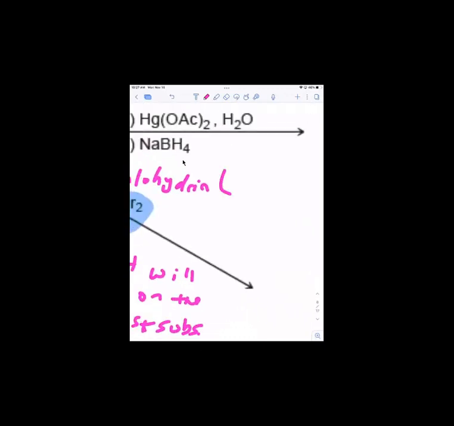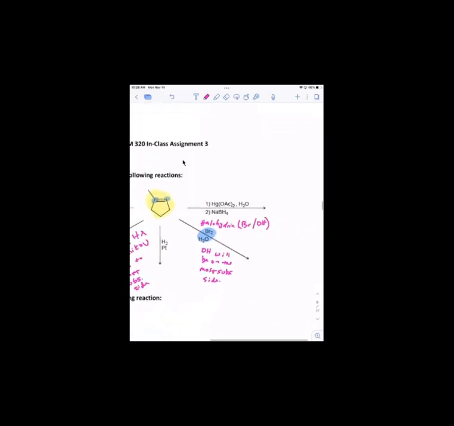If it's unsymmetrical, like this one, right? So what am I adding? I'm adding Br to one side and OH to the other side. Now, we're not talking about the mechanism now. We're just talking about predicting the products. That's different. Predicting products is not the same as proposing a mechanism. So the question is, which side am I adding Br to? Which side am I adding OH to? If OH is going to add to the more substituted side.